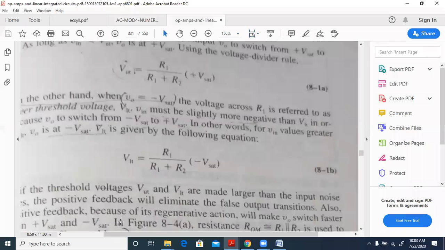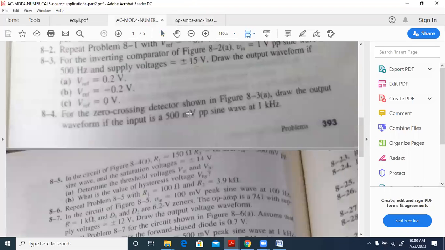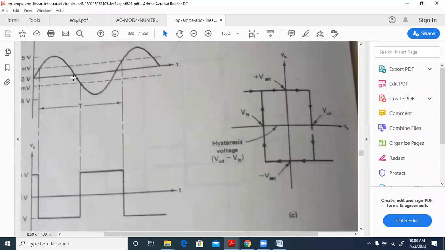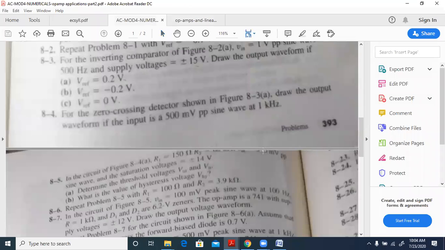Similarly, find the value of VLT. VLT will again be R1, which is 150, divided by 150 plus 68,000, times minus 14. Corresponding to that, we will have the waveform which will be here like this. For the portion between this and this the output is negative, and for the portion between this and this the output will be positive. That is the numerical there, right?